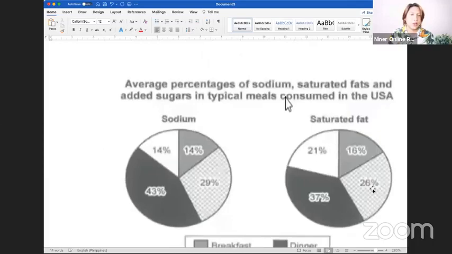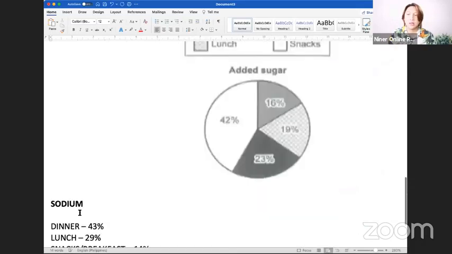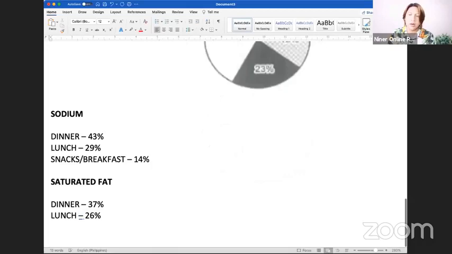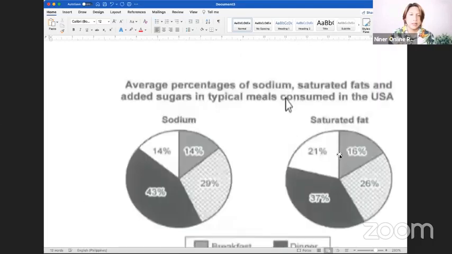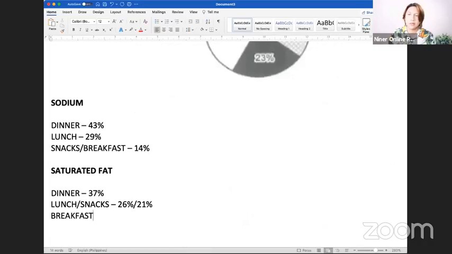We can cluster lunch and snacks because they're both at the 20s level. So we can actually write snacks as well here. I'm going to show you how we can write that later. 26 and 21%. Okay. And then the least is 16% for breakfast. Okay. Breakfast, 16%.